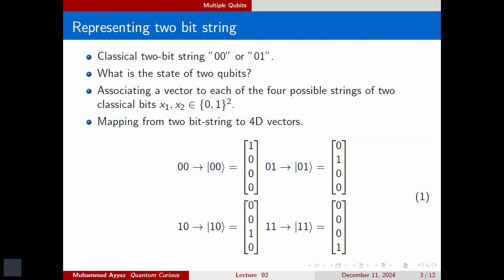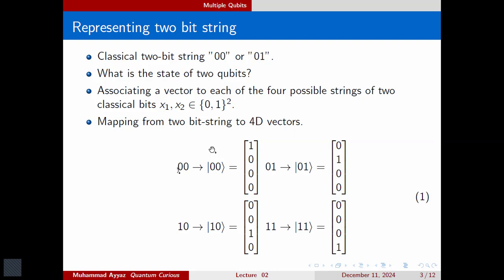So consider we have a 2-bit string in the form of binary bits 0 and 1, and we could have four possible 2-bit strings: 00, 01, 10, and 11. Let's denote each bit string with a four-dimensional vector. So consider we have 00. We could denote it as a classical vector, and we will describe it with a bracket notation.